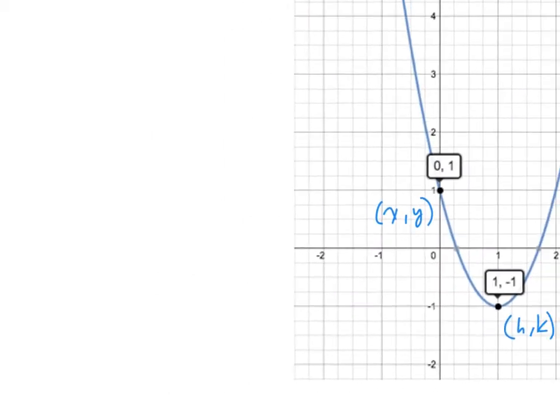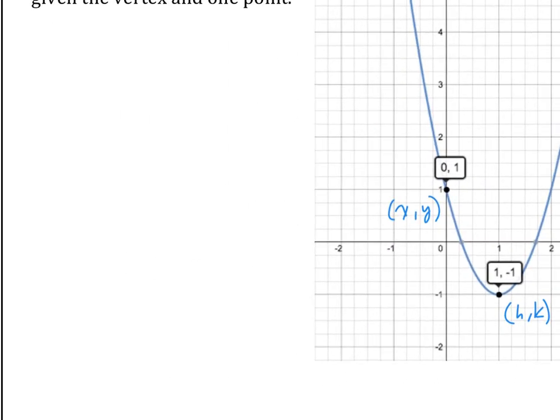Okay, so now let's take a look. Since we're writing in vertex form, we're going to just start with the vertex form. So y equals a times (x minus h) squared plus k. Now, let's look at this vertex form. In this vertex form, we have 5 variables: y, a, x, h, k.